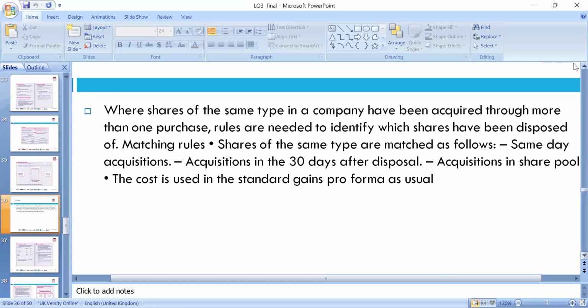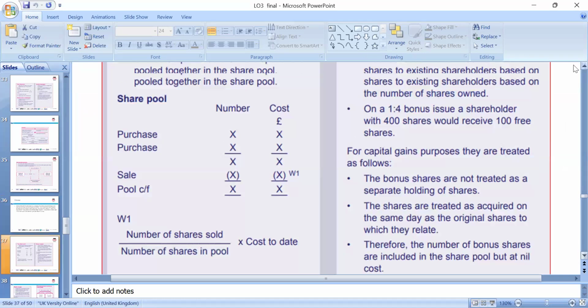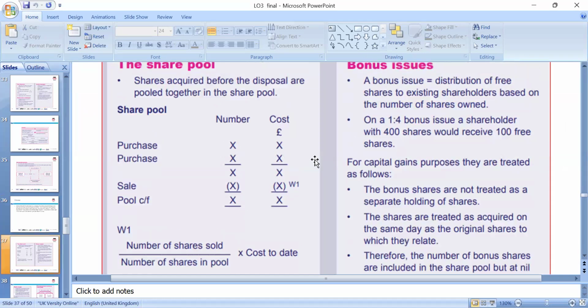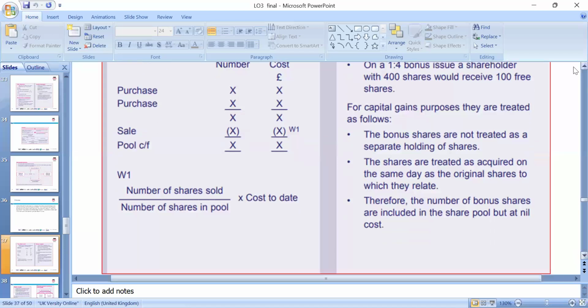So where shares of the same type in the company have been acquired through more than one purchase, we can look around. Then of course, we have to look around the indexes and the different dates of acquisition, and look at the pool: how many shares were there, how many you disposed of, and what gain you have in the share pool. So how much you purchased, what was the cost, the different shares you purchased, how many you sold, and how many are left. The number of shares sold and number of shares purchased, the cost to date, how much it was costing, that's what we can look around.